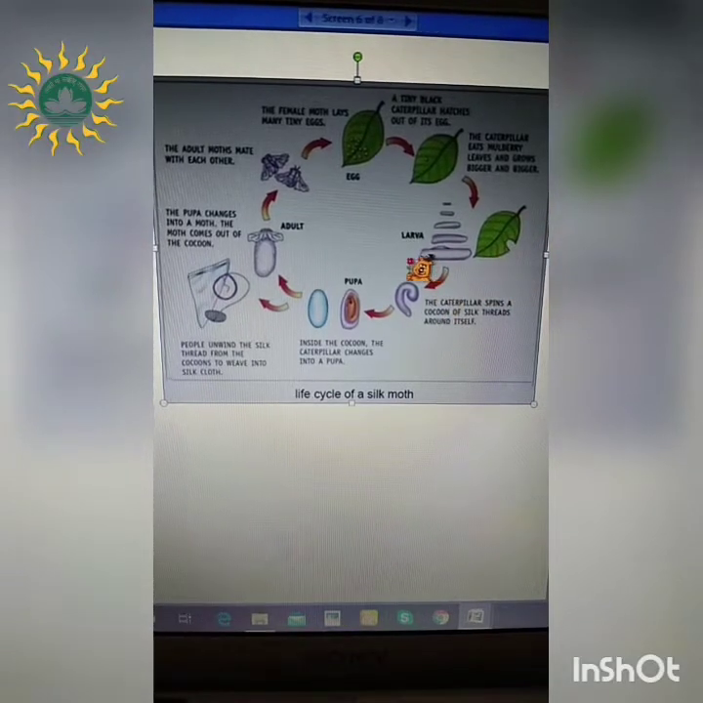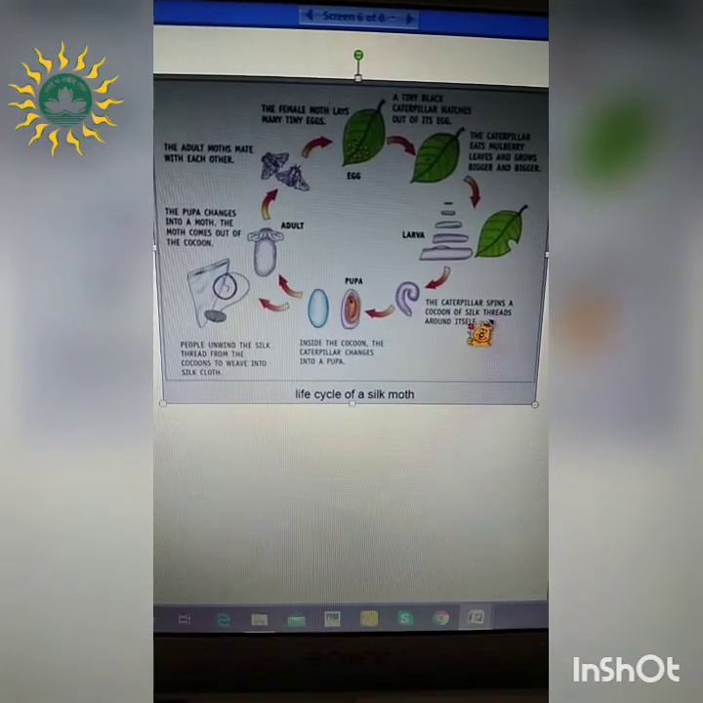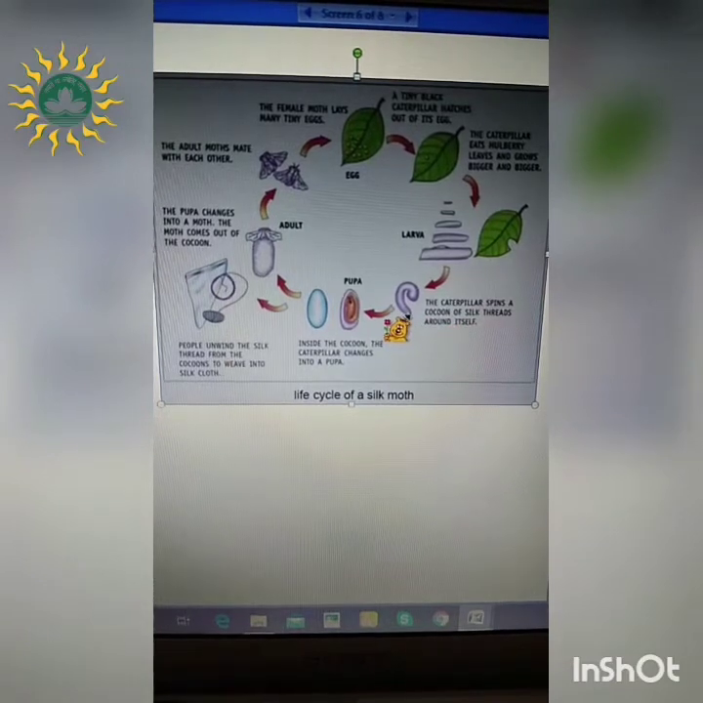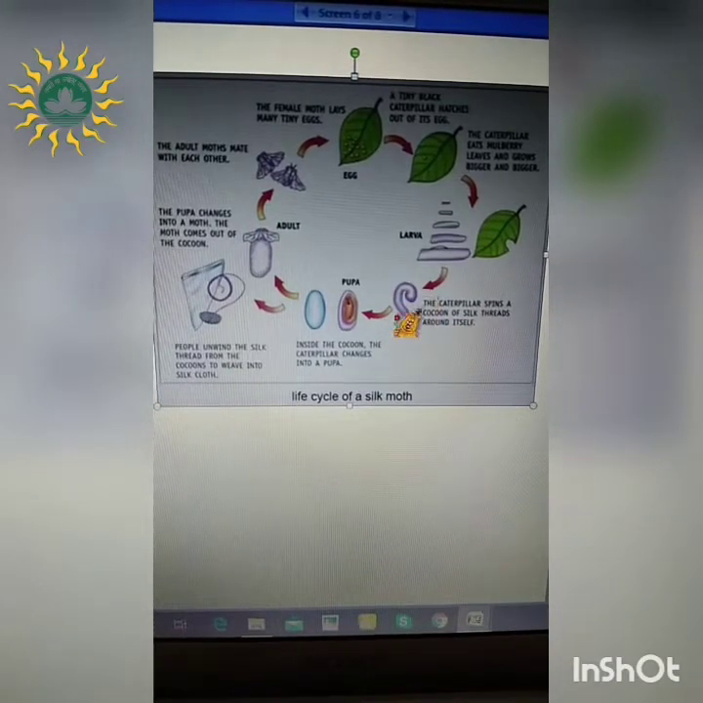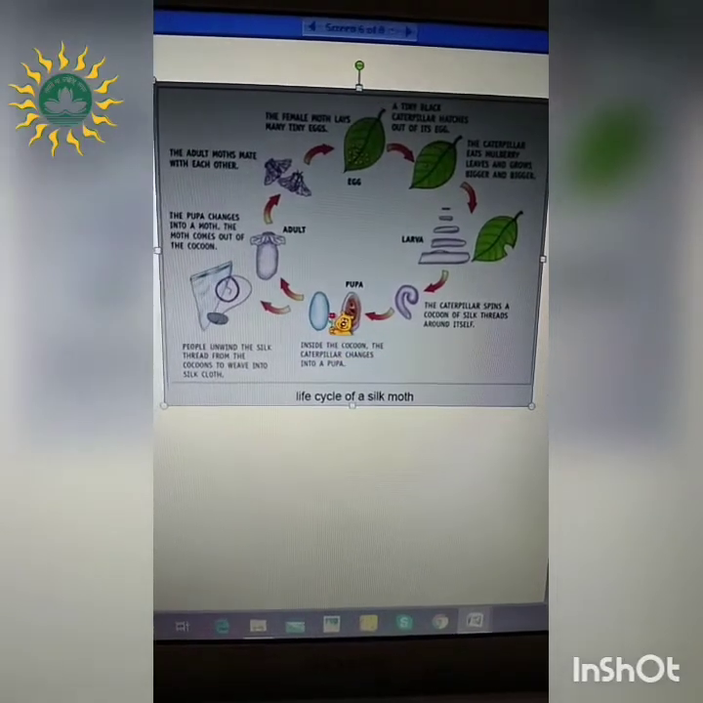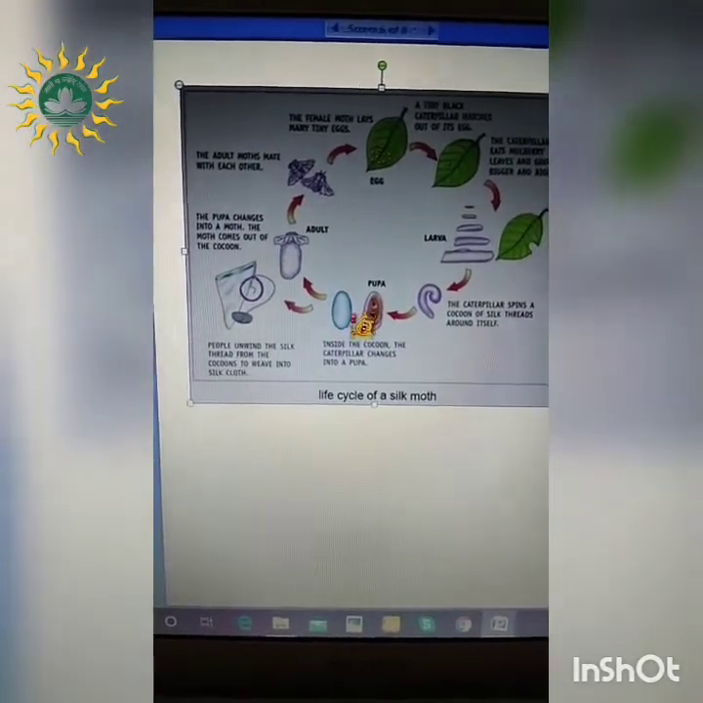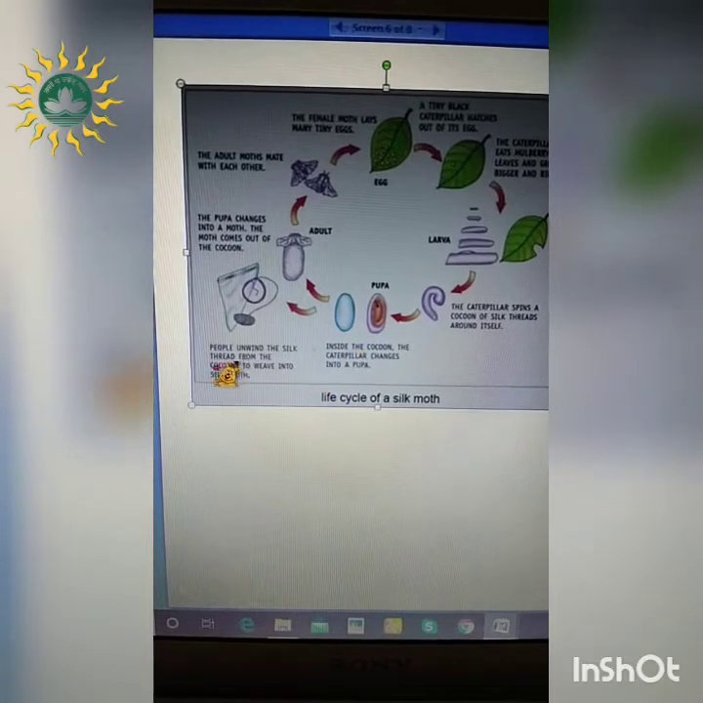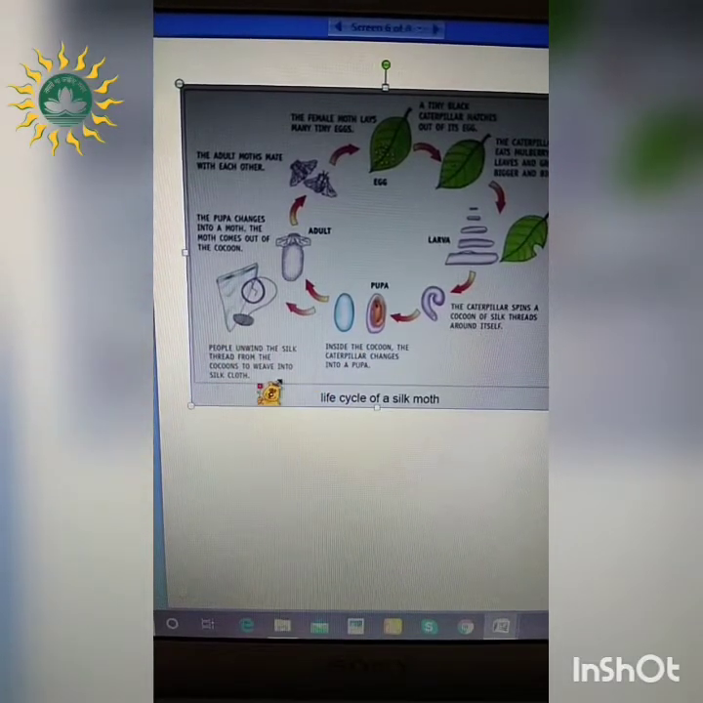Okay, so this larva is referred to as a caterpillar now. This caterpillar spins a cocoon of silk threads around itself. Inside the cocoon, the caterpillar changes into a pupa. Ultimately, they unwind the silk thread from the cocoons and weave it into silk cloth, and the pupa changes into an adult.